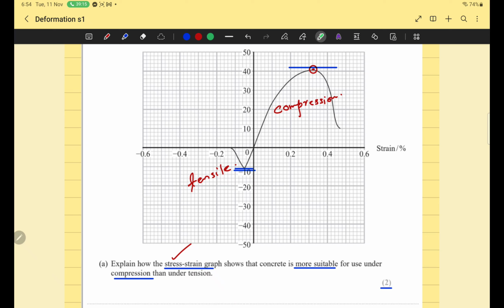Yes beta Simra, can you say something? Both are concrete beta. The whole graph is for concrete. The stress is very high for compression of concrete and it is very low for stretching. So it is suitable for compression. Yes beta Simra, try to speak again.